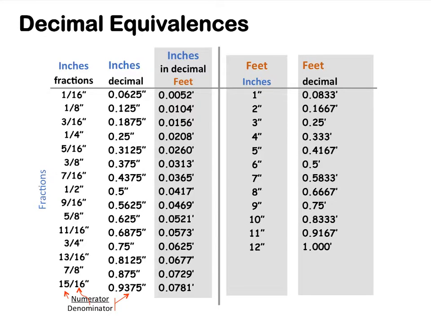To get a decimal inch, you just simply divide the numerator by the denominator. An easy way to look at this would be 1 divided by 2 is 0.5, or 3/4 of an inch would be 3 divided by 4, which would get you 0.75. This list here is an example of all the decimal inches from fractions starting at 1/16 all the way down to 15/16.